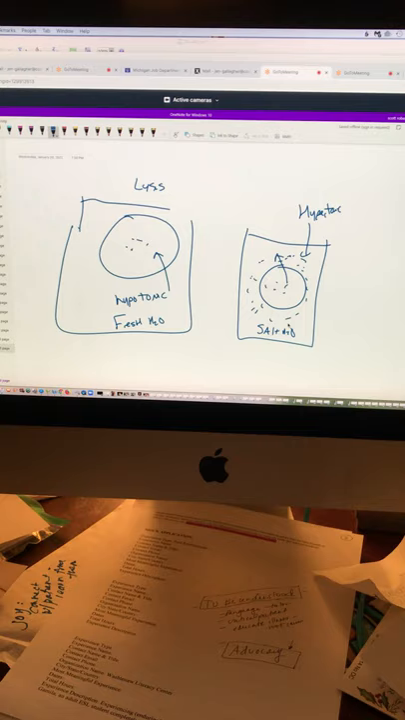We use the word crenate. So crenate means shrivel, but they will never say shrivel. Got it? Even though it does shrivel. Don't say shrivel. What does it do? Crenate. Crenate means what? Shrivel. Got it? But don't say shrivel. All right. Cool.